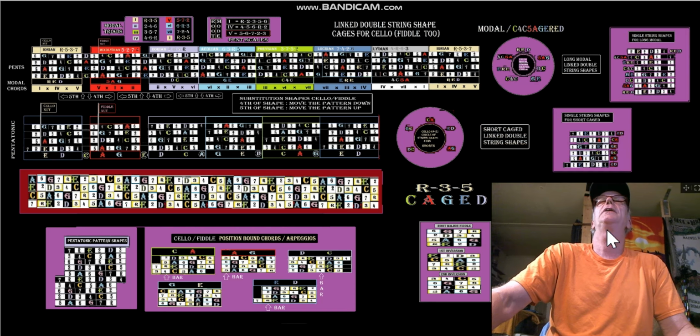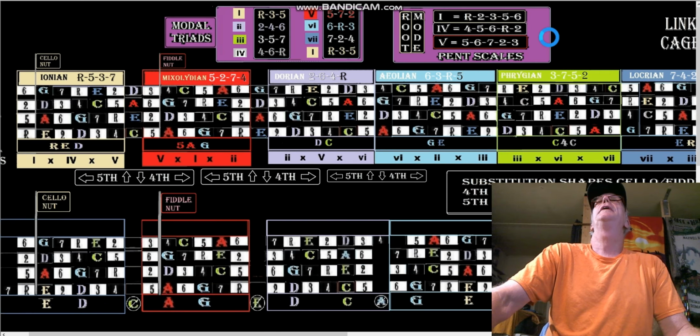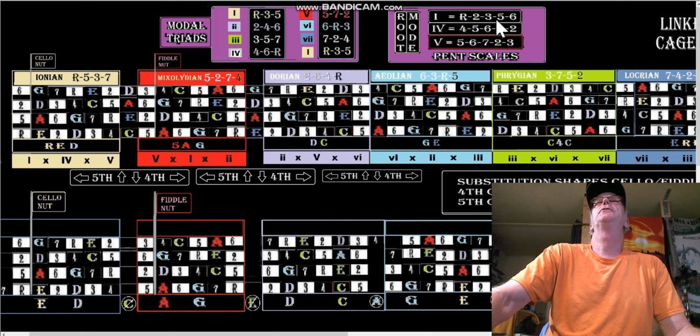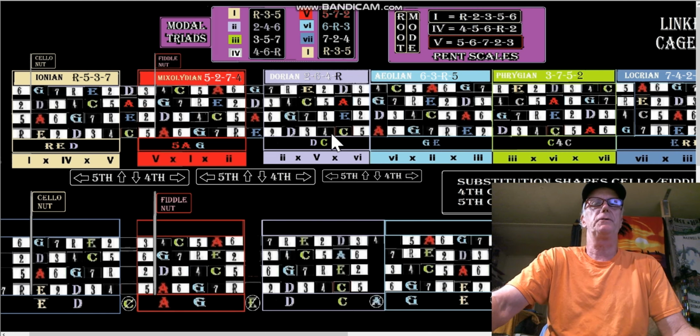That's just the title. Up here we have the Pent scales, root 2, 3, 5, 6. The 4th is 4, 5, 6, 7 root. The 5th is 5, 6, 7 root 2. So as you know, when you go to the 4th and the 5th, you just move the pattern up, move the pattern down. We've been through that with guitar. That's the way we're going to do it with fiddle.